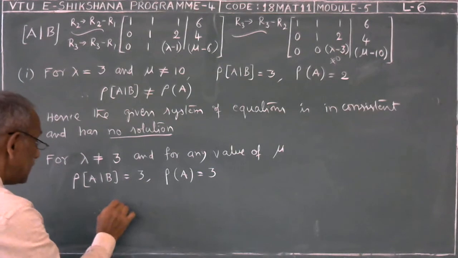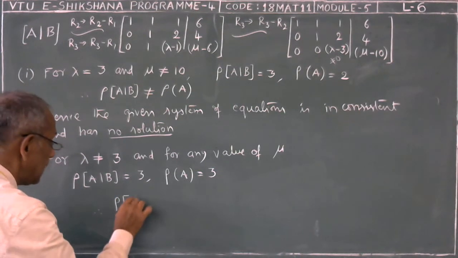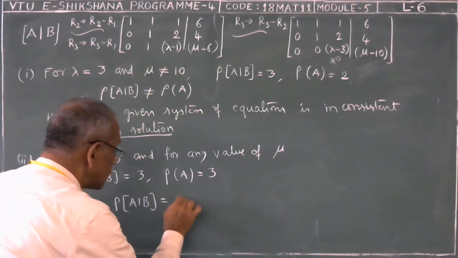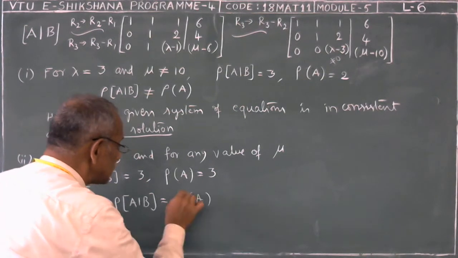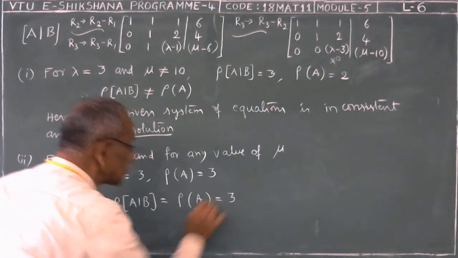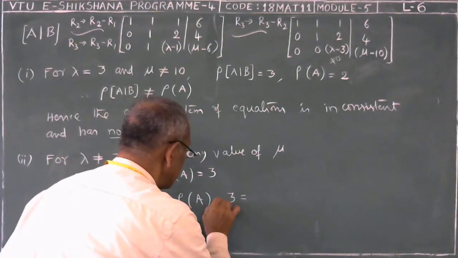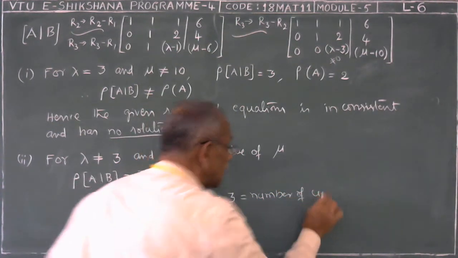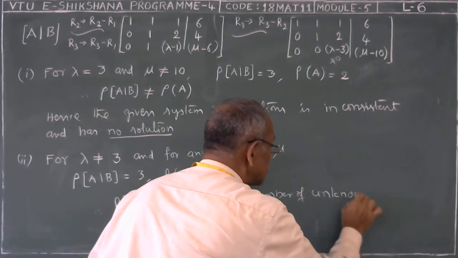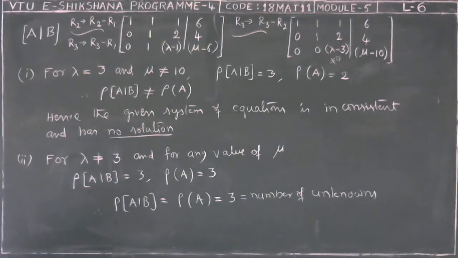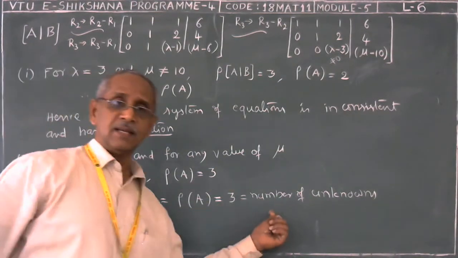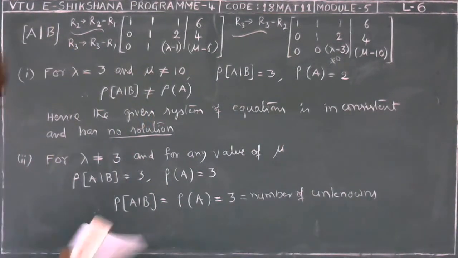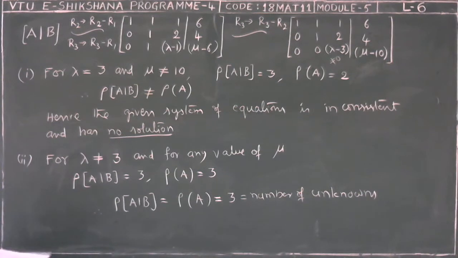Therefore, the rank of the augmented matrix [A|B] is equal to the rank of the coefficient matrix, both equal to 3, which is equal to the number of unknowns. Therefore, the system is consistent, and because the rank is equal to the number of unknowns, it possesses a unique solution.